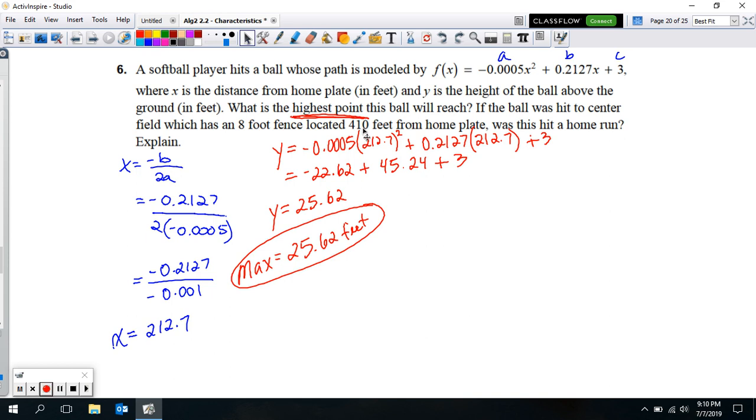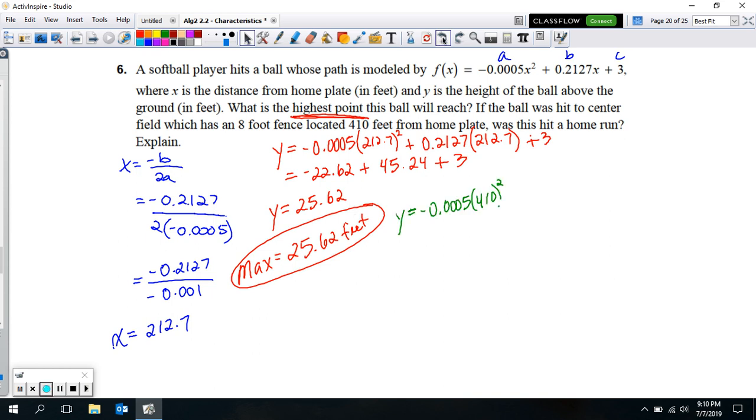But the question is will it hit the wall and not go over the fence, or will it be higher than the 8-foot fence and go over? So we need to figure out at 410 feet, because we know it's supposed to hit the ground at 425. Well, how high is it going to be at 410? If it's higher than 8 feet, then we know it's a home run. But if it's not higher than 8 feet, then it wouldn't be. So let's go ahead and plug in 410, just like we did here with the 212.7.